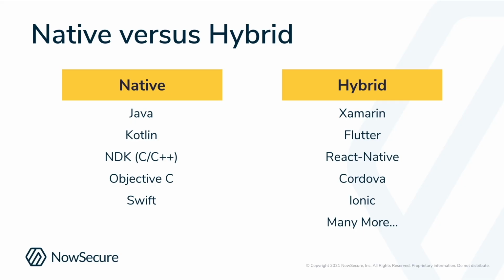For instance, on the native side, you have Java, Kotlin, Objective-C, and Swift, and you have the NDK, and those are native languages, and they're how a lot of people are developing apps. But more and more people are using hybrid tools, and the advantage to these hybrid tools is they allow you to create apps from a single code base that will work across both platforms.